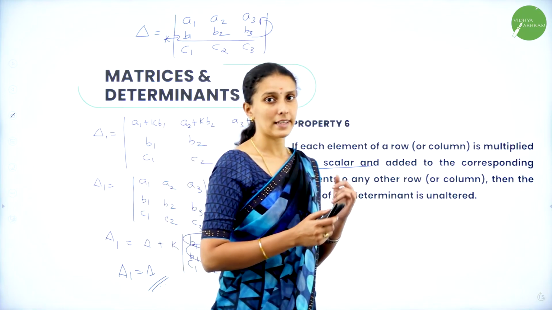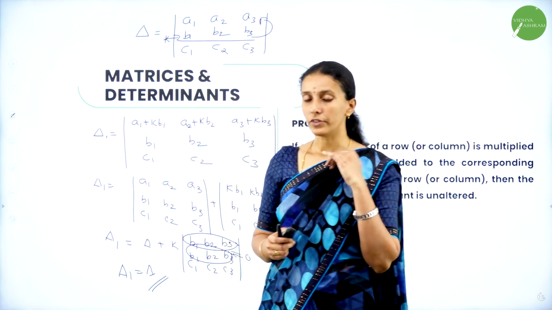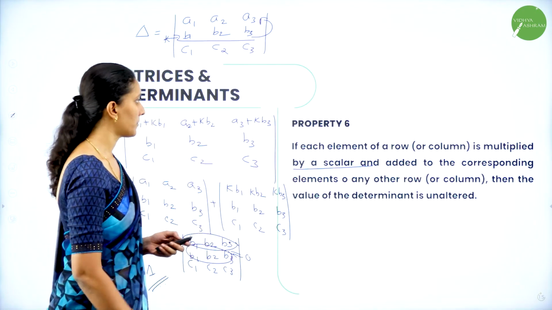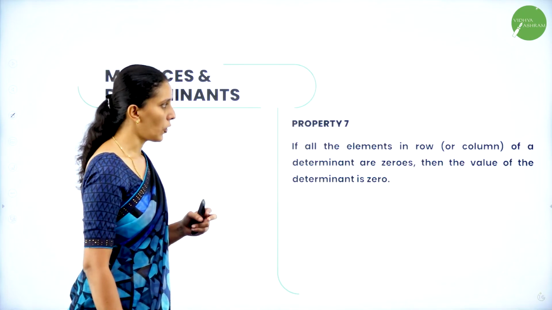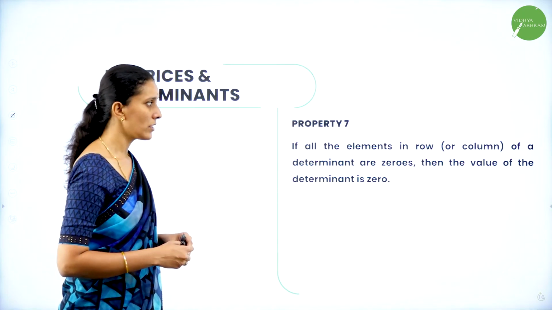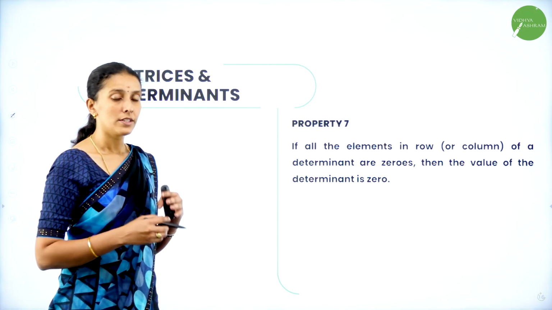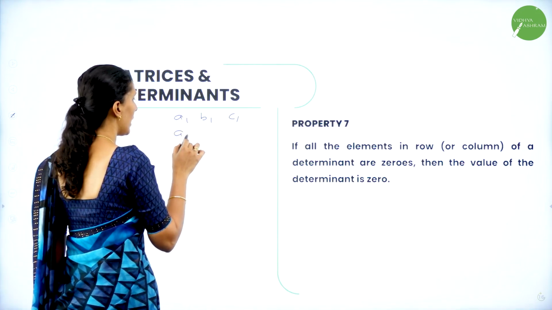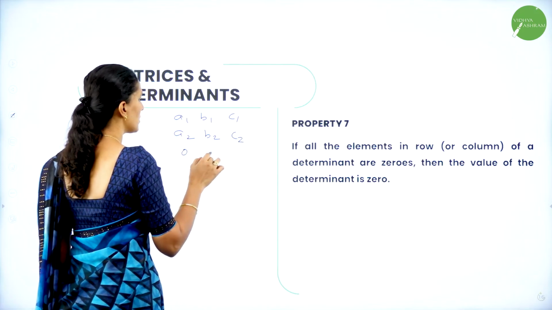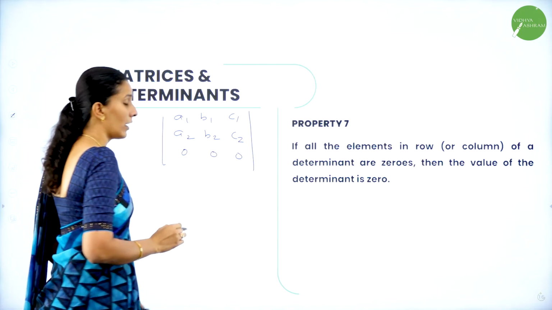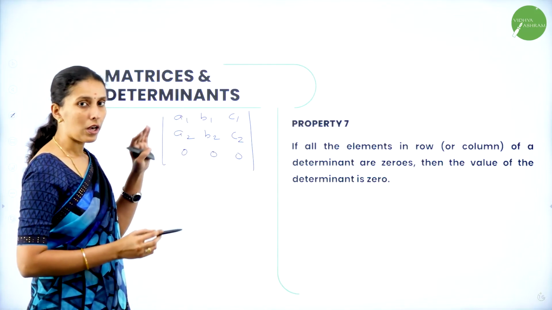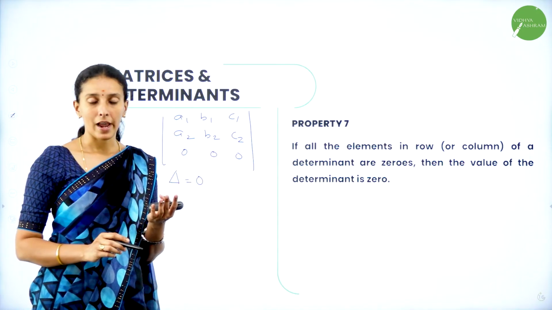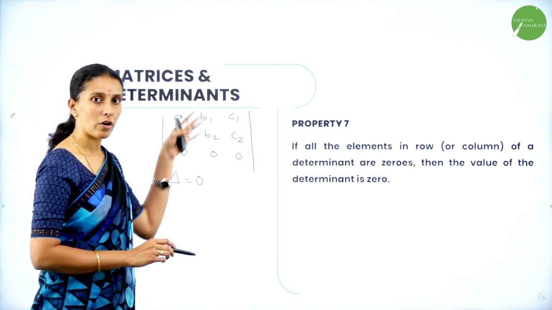If you are multiplying any scalar and adding it to any other row of the determinant, the value of the determinant will never change. Next, if all the elements in a row or a column of a determinant are zeros, then the value of the determinant is 0. So consider any row. Let me take a1, b1, c1, a2, b2, c2, 0, 0, 0. So this is the determinant. If any one row or any one column of the determinant is 0, then the value of the determinant itself is 0. Because we can write the determinant considering any one row or any one column.